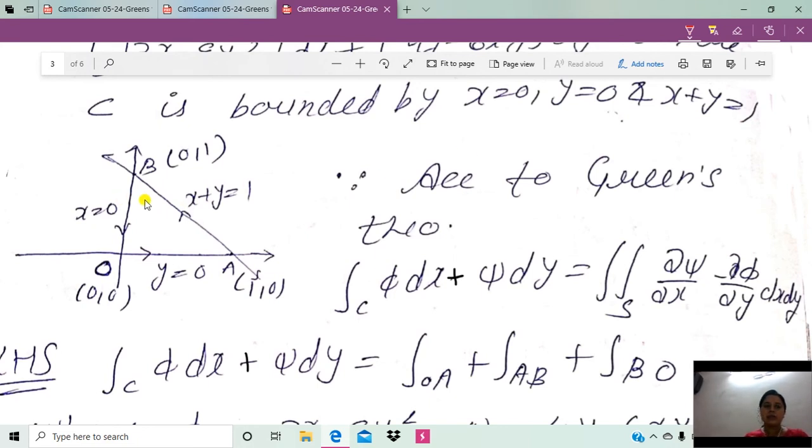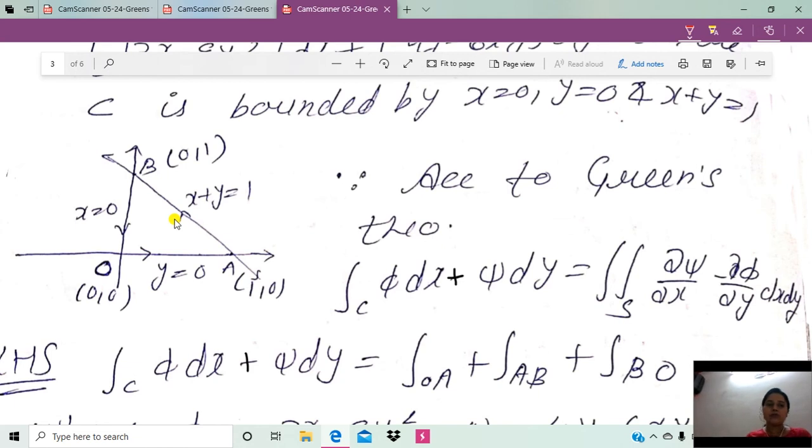So this is the surface S over which we have to evaluate the right hand side, whose value is double integration of del psi by del x minus del phi by del y dx dy, and we have calculated this function, and it is equal to 10y dx dy. And now we have to find out the limits of y and x using the diagram.